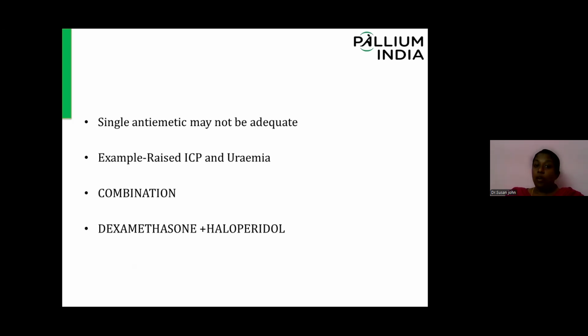A single antiemetic may not be adequate. For example, if the patient has raised intracranial pressure and also features of uremia, you can give a combination of medicines. We already mentioned that for raised ICP we can consider steroids, that is dexamethasone. For biochemical causes, like uremia, renal failure or encephalopathy, we can consider haloperidol. So if the patient presents with both raised ICP and uremia, we can give a combination of steroid and haloperidol. Some patients may need more than one antiemetic.